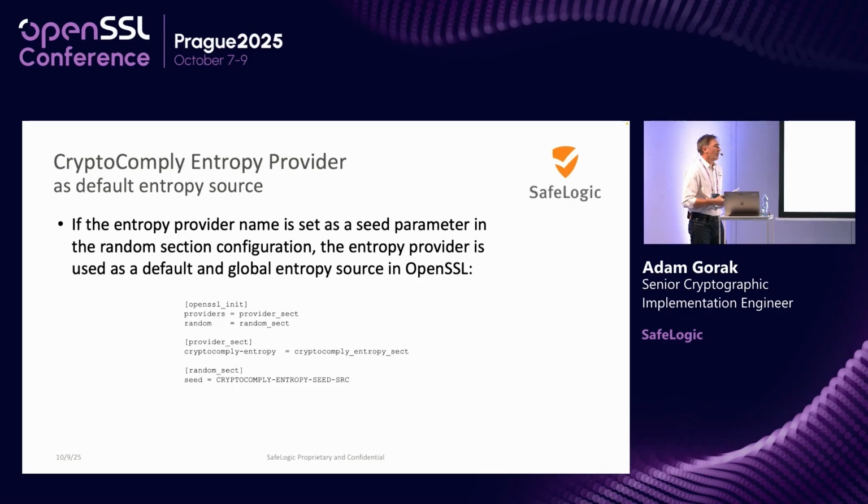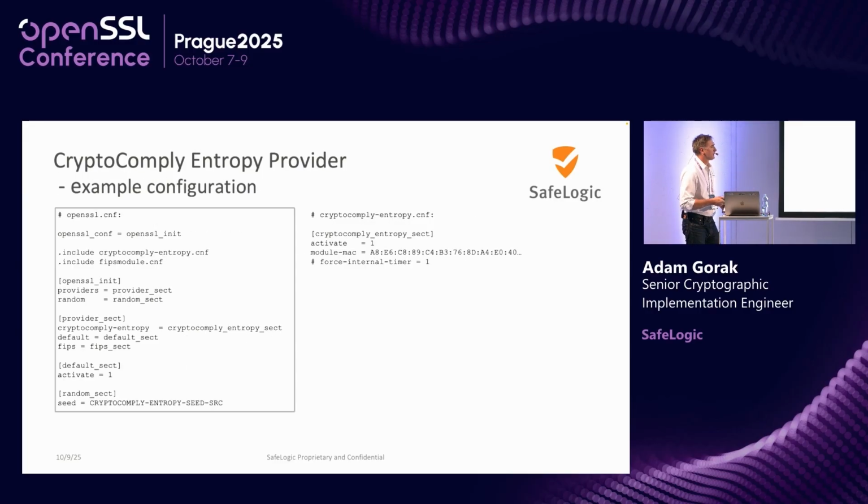In this case, we need to set the seed property of the random configuration to the name crypto-comply entropy seed source. Okay, and the configuration of the provider is placed in its dedicated file, and this specific file is included in the main OpenSSL configuration.